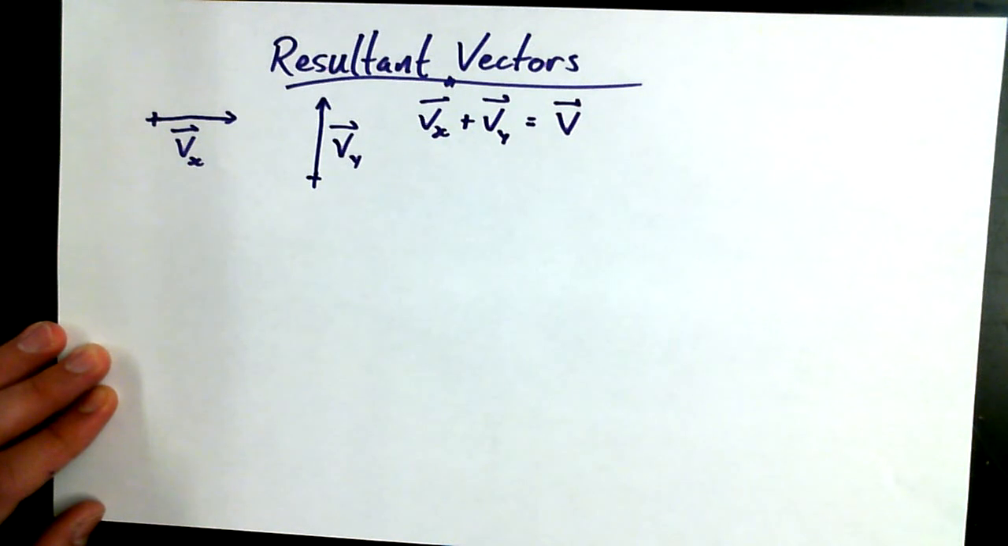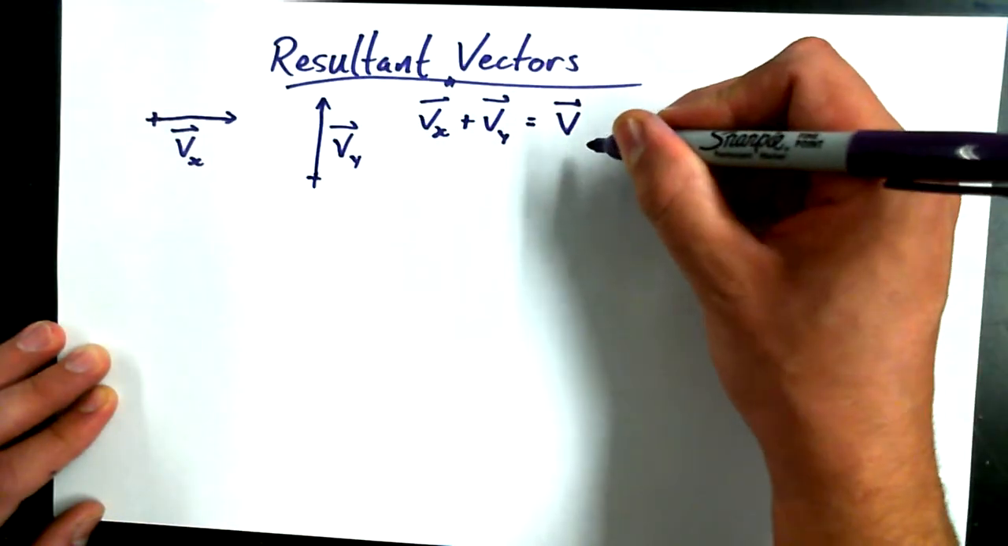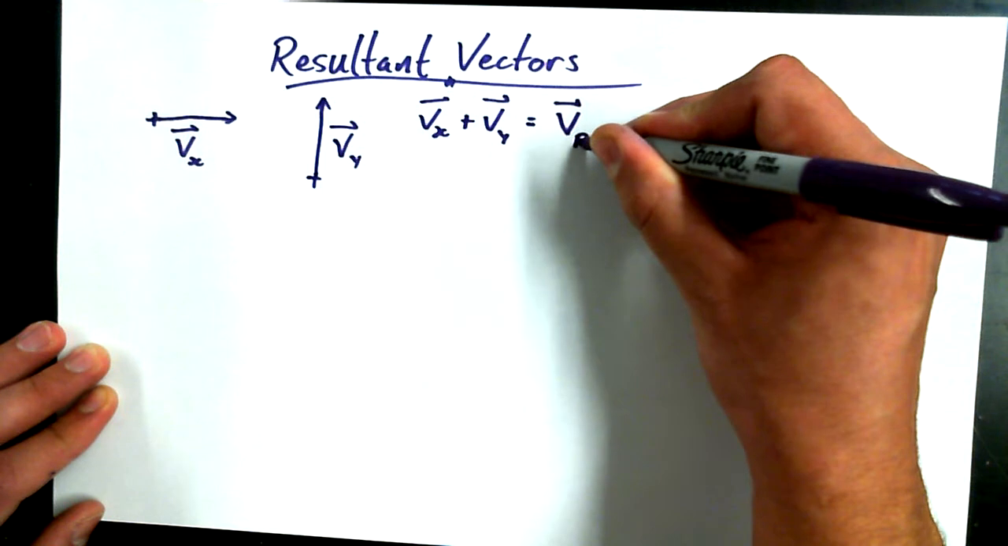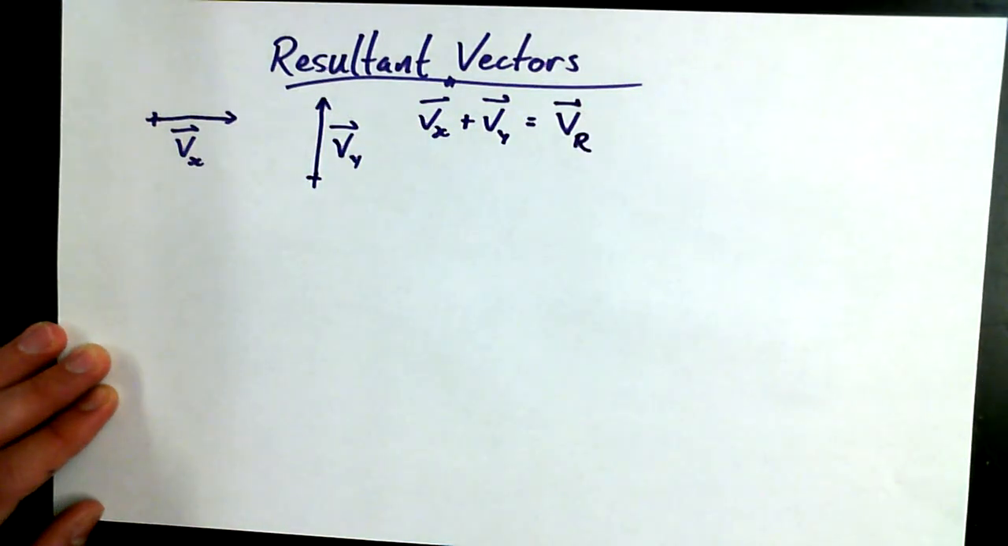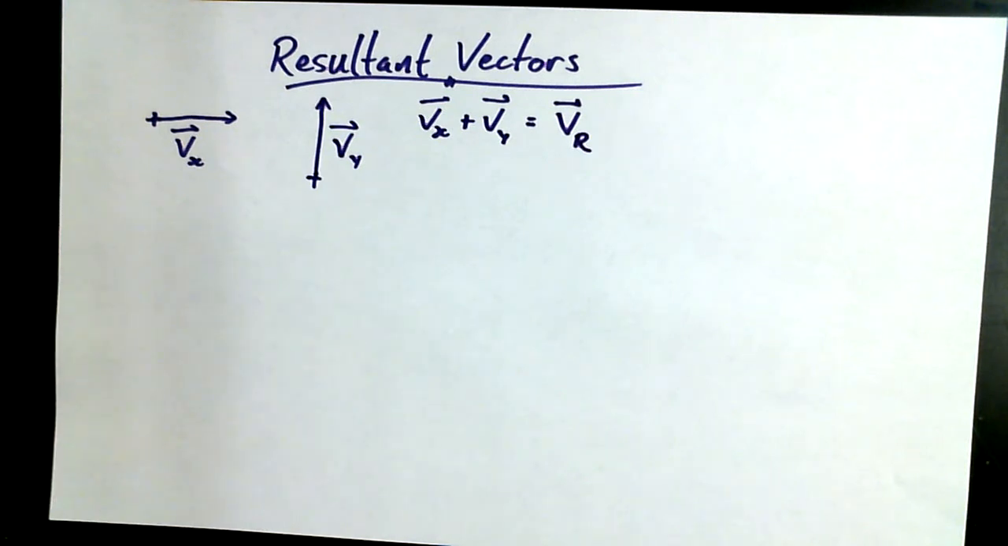I'd like to switch it up a little bit. Instead of saying vector z for the total, I want to call it vector r for resultant. We could just as easily say vector capital T for total or something like that. But just for argument's sake, we'll use r for resultant, okay? Vector x plus vector y gives us a resultant.